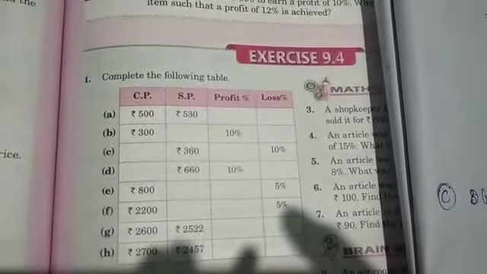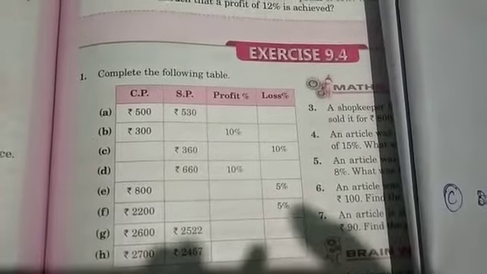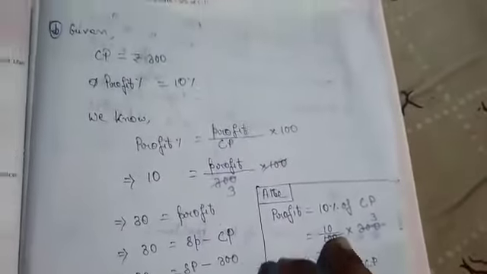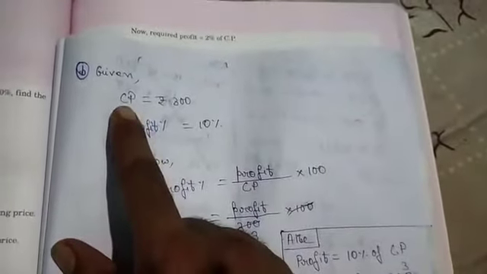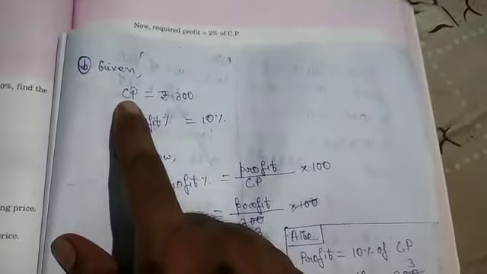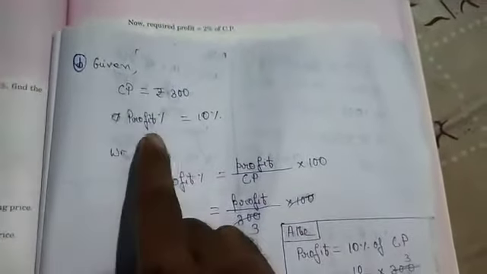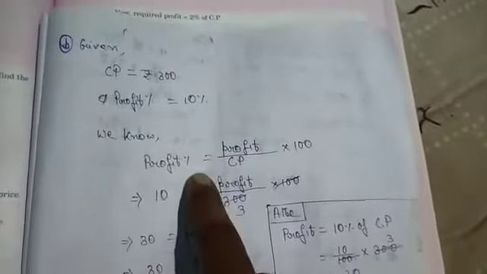Next problem: here the cost price is given as 300, the selling price is not given, and the profit percentage is 10%. We have to find out the selling price. Here I have done it in two methods. I will explain both of them, and whichever you feel comfortable with, you can use. Cost price is equal to rupees 300, profit percent is given as 10%, and we know that profit percent is equal to profit by CP into 100%.